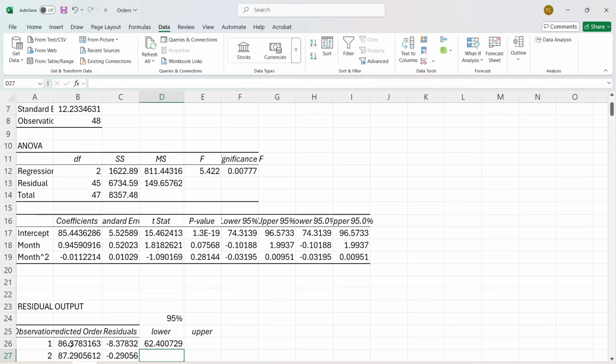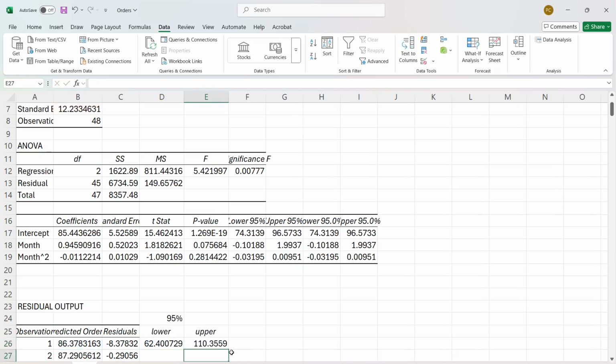62.4. So the first observation should be somewhere between 62.4 and, if I take this formula and bring it over here, just switch that over to a plus. Upper bound 110. Well, I'm sure that it is. The residuals are pretty small, so yeah, looks like it's definitely in that range.